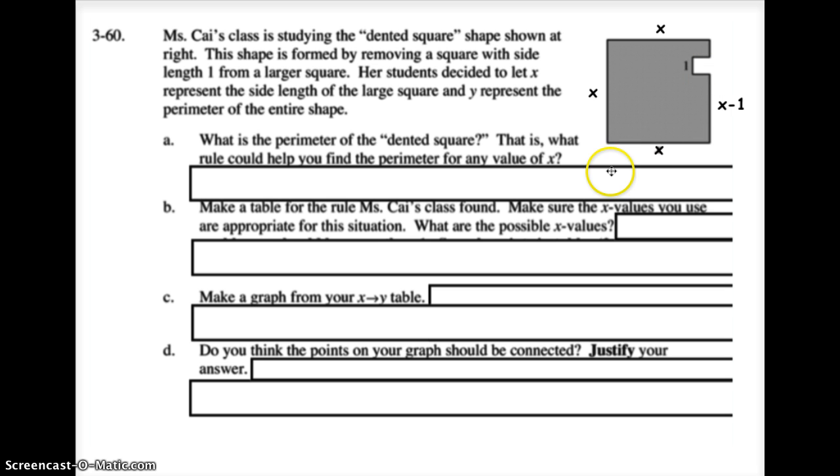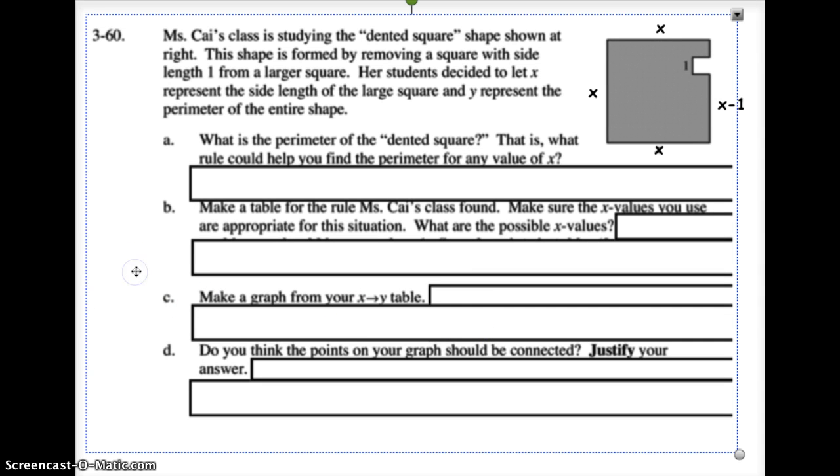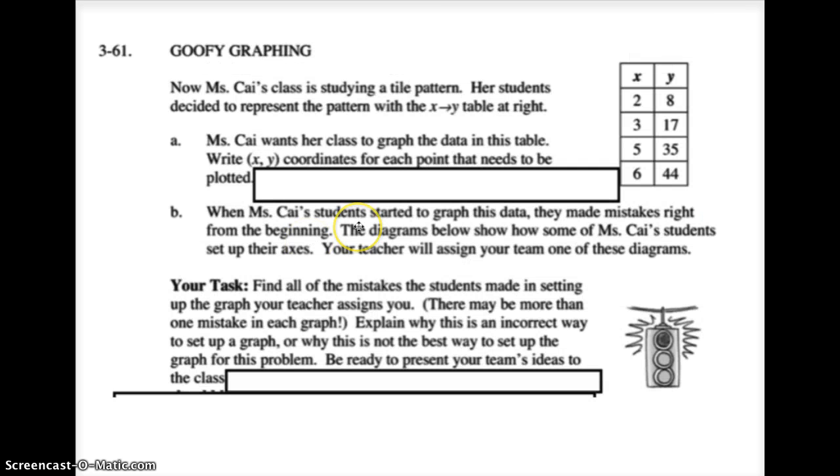So your job is to write a rule for the perimeter of that shape. After you do that, they want you to make a table with appropriate x values for that shape and find your y values. And after you do that, they're going to ask you to make a graph from that table. Then they ask, do you think your points should be connected on your graph? And you're supposed to answer that question. Okay? Then we're going to go on to problem number 61.